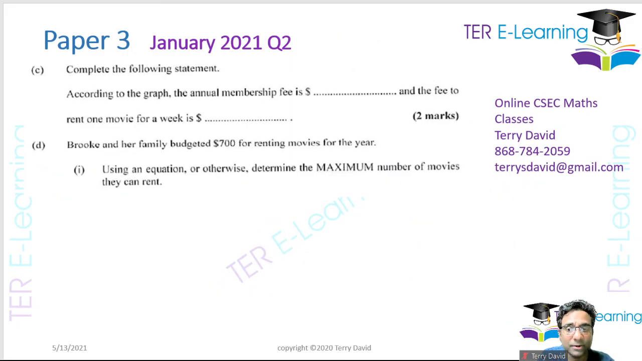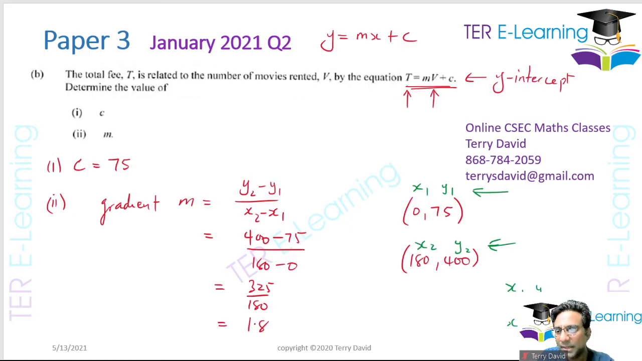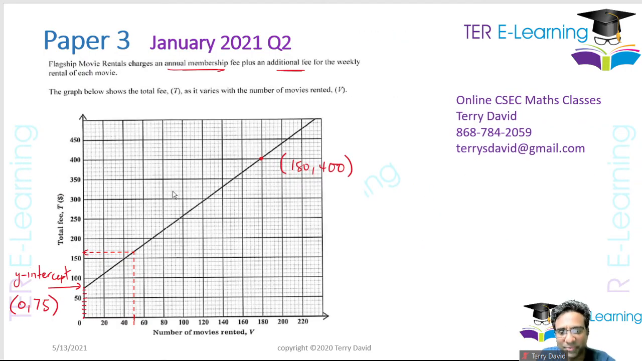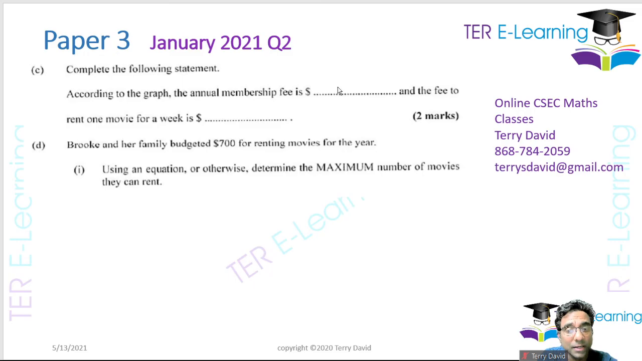Now, the next thing they're asking us here, according to the graph, is the annual membership fee and the fee to rent a movie. So watch. The annual membership fee is the fee that you have to pay no matter what. Even if you don't borrow any movies, you still have to pay an annual fee. So based on our graph, my annual fee is actually $75. I have to pay $75 for the year. So this here is $75.